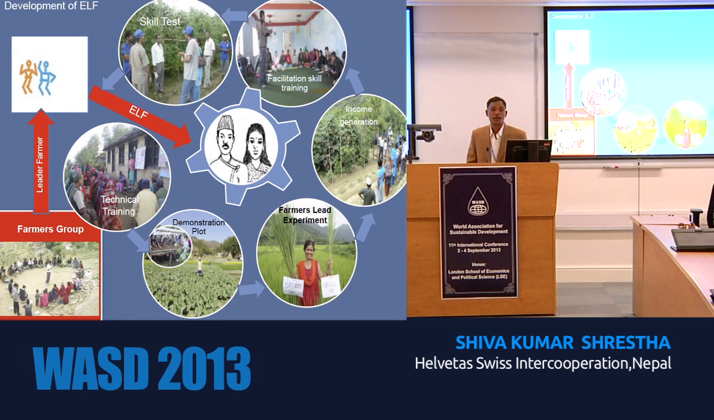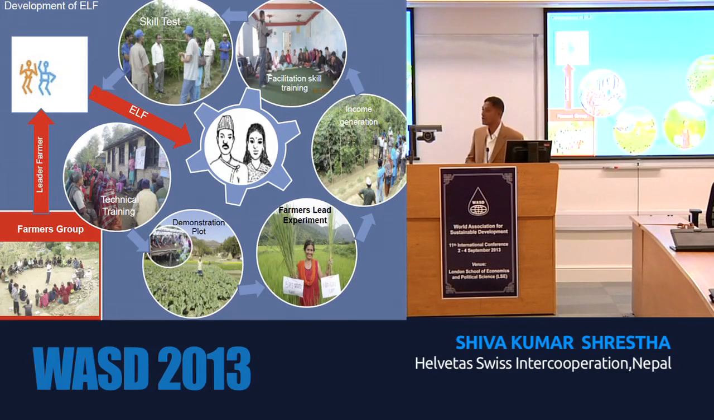Having knowledge and technology doesn't mean so much until and unless they get the benefits out of it. So they have to have income generation activities, and the demonstration plots will give the income. And once they know technically, from theoretical and practical perspectives, it needs to be transmitted to the nearby farmers, so they need facilitation skills. Then the government organizations will provide facilitation skill training, on how to teach the farmers and how to disseminate the technology to nearby farmers.